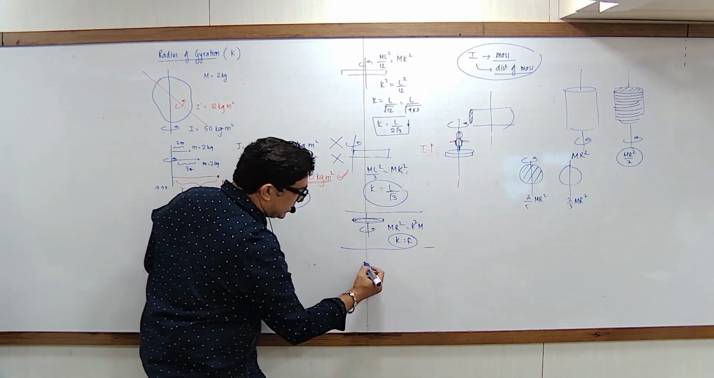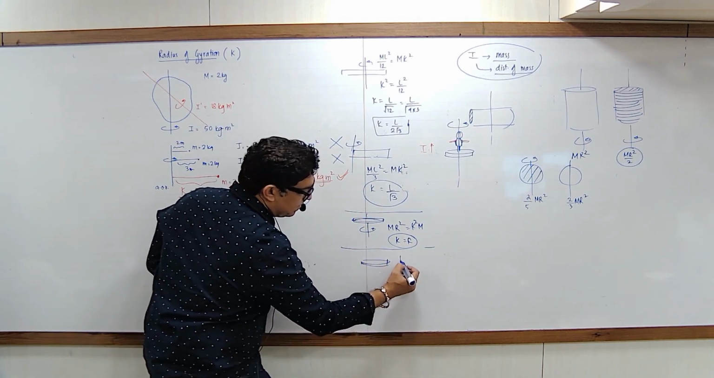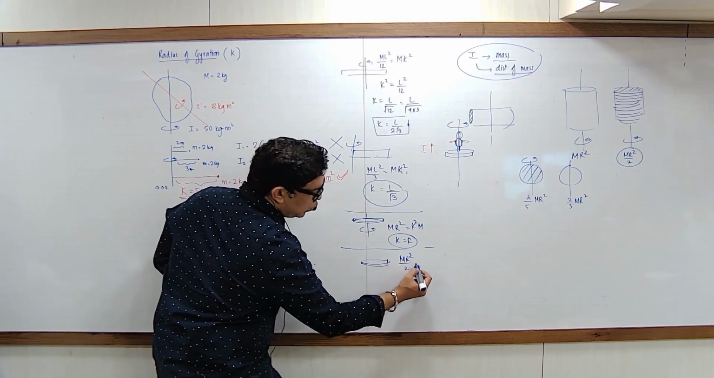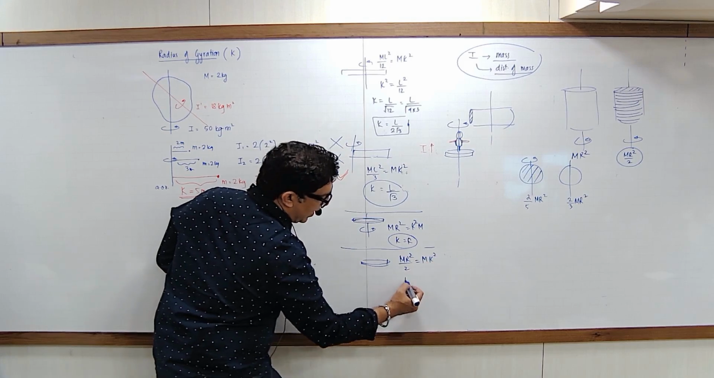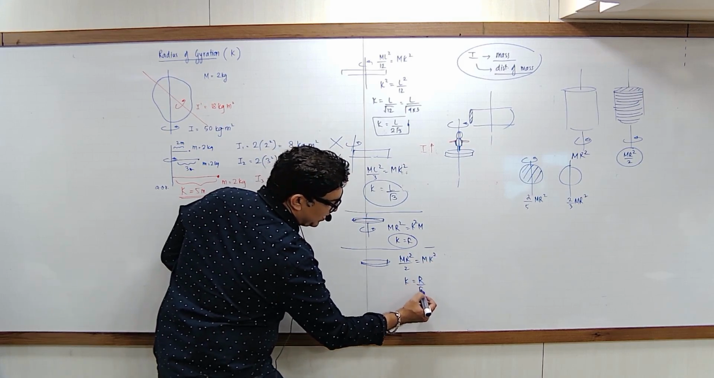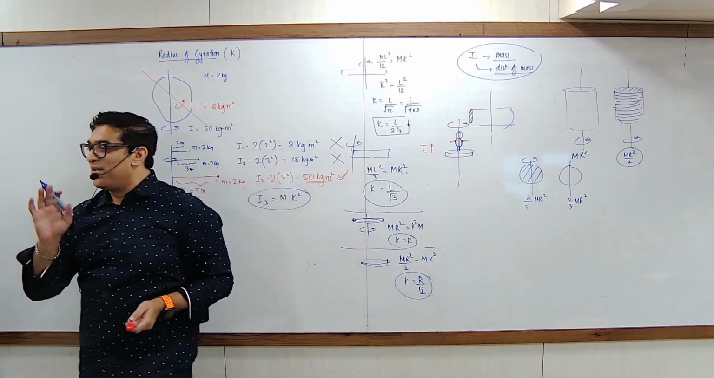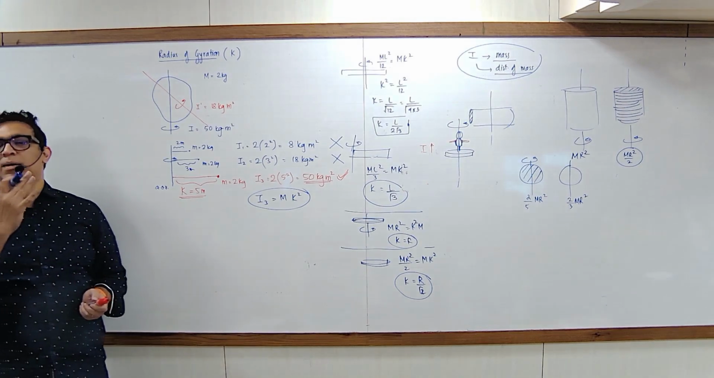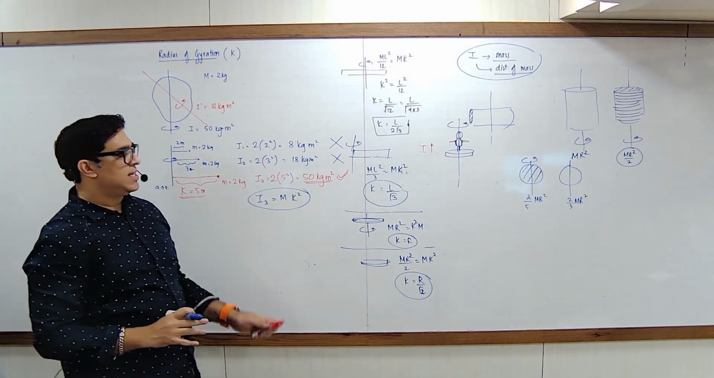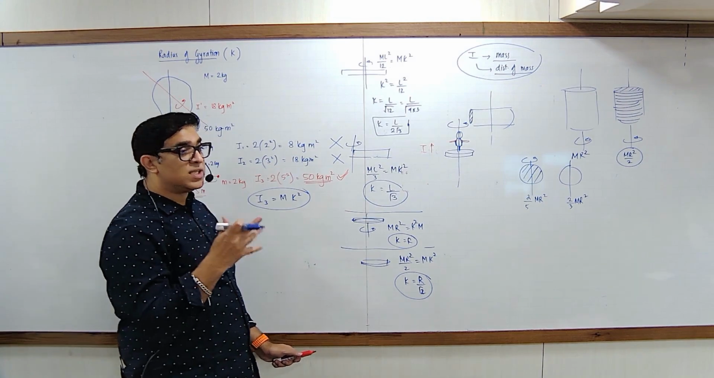Suppose you give me a disk. Come on, tell me. What will the disk give? Fast. mr square by 2. What will you equate it to? Come on. mk square. k is equal to? So what does this term tell you about? Fast. Distribution of mass. What is the basic idea? What do we do with m? Cancel it out. Right? So you will get the answers. Is this clearly understood? What does radius of gyration tell you?